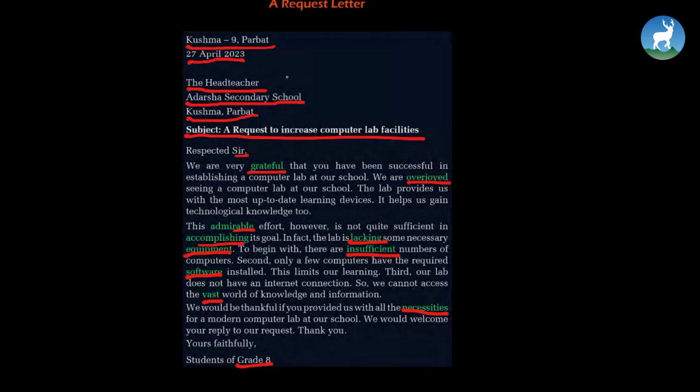So now see, there are a few words that have been highlighted green as I've underlined here. So let's dive into the meaning of those words. The first word is grateful. Grateful means to be thankful to some people if they have done good things. Overjoyed means you are very, very happy. Then admirable. The admirable effort means, see, there's the word admire in it, and if you are able to admire the effort, it's called admirable effort.